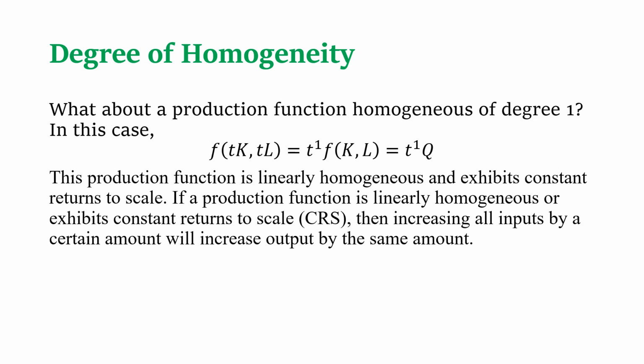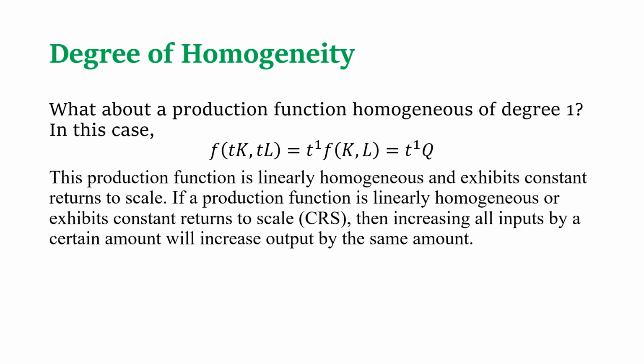So now let's look at the homogeneous production functions that have a degree equal to 1. In this case, if we multiply all inputs by t, then t is going to be raised to the power 1. In that case, the production function is homogeneous of degree 1. In other words, it is linearly homogeneous, and it exhibits constant returns to scale.